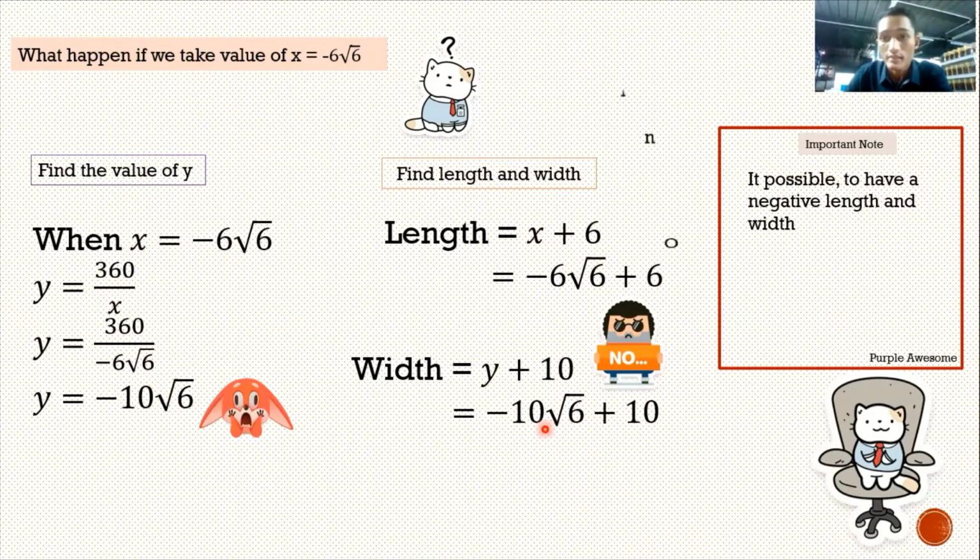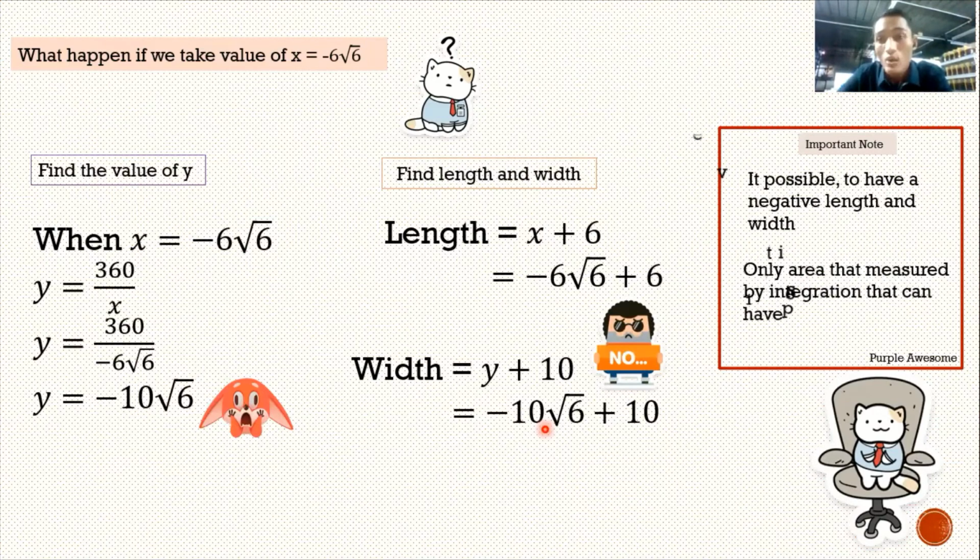So next is about the area. Only area measured by integration can have a positive or negative sign. So in this question, we only do differentiation. So how can we get a negative value through integration? For example, if the area that we want to integrate is below the x-axis, the area inside this is a negative sign. We get the negative value. That's all for me. Thank you.